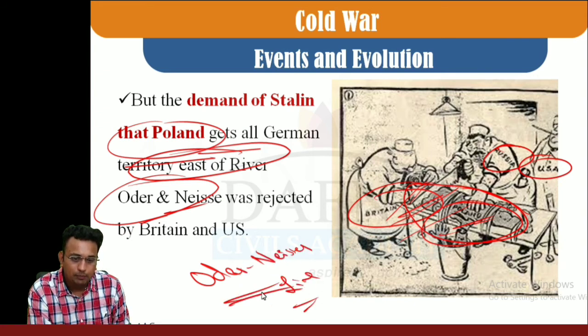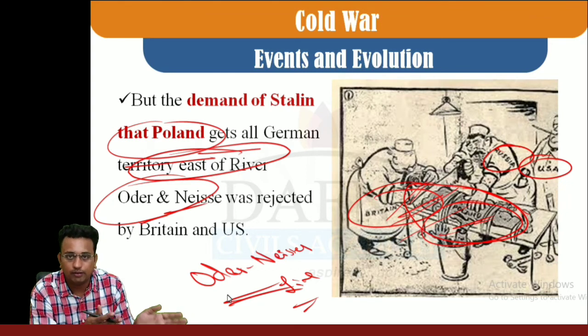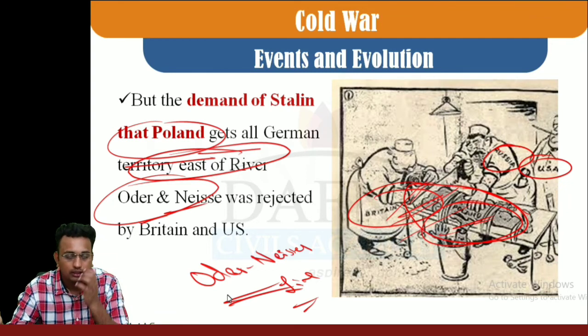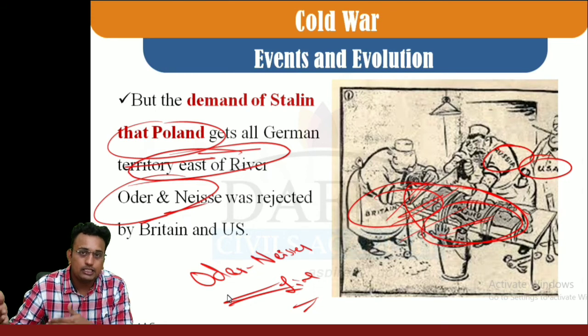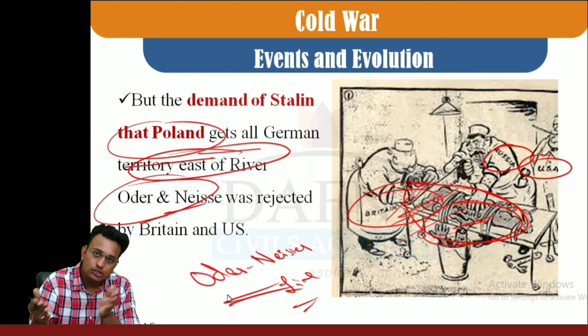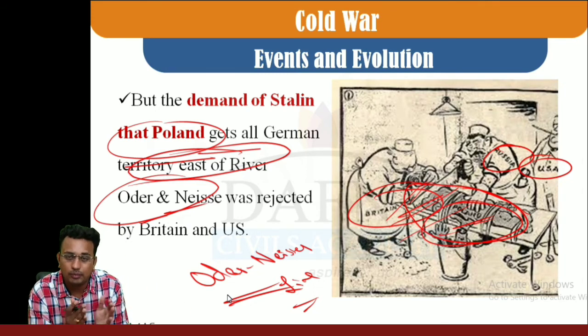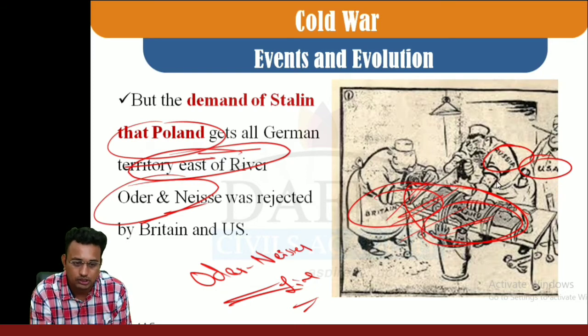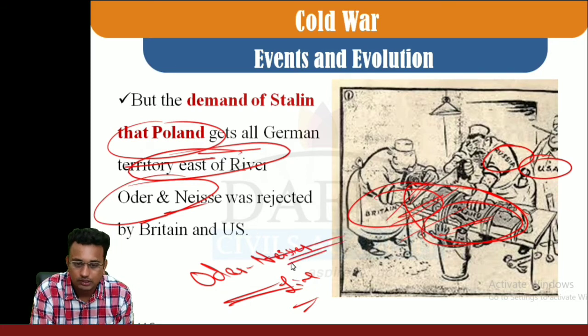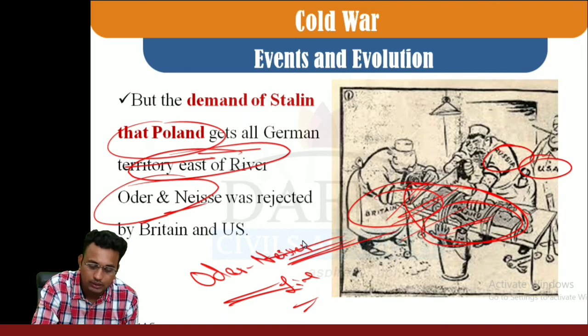In fact, Germany was reduced in territory. What had been in the east of Germany earlier was reduced to the far western part. So the German territory was reduced more. But this plan of Stalin was rejected by both Britain and the USA.